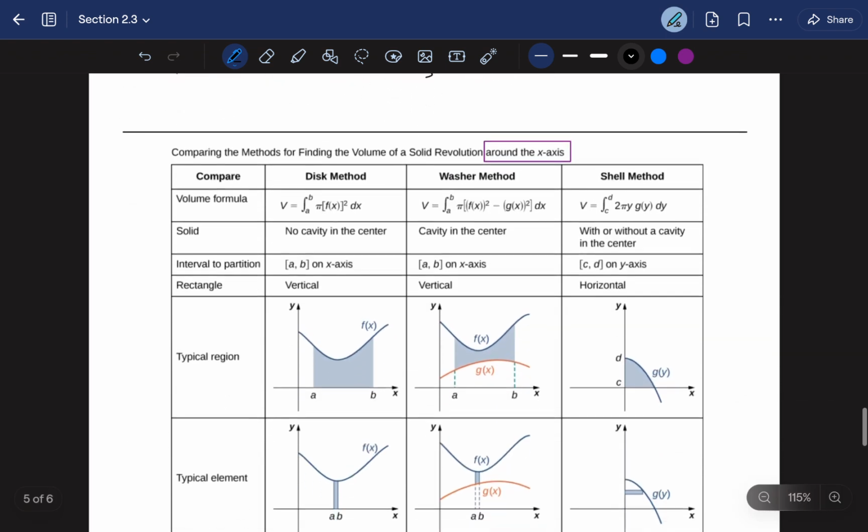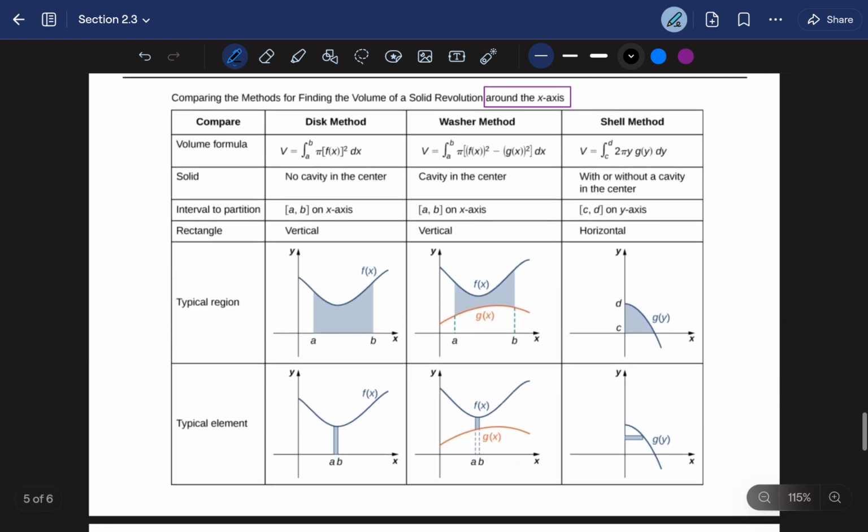Okay, so let's look at this table. If we have a volume of solid of revolution and we're revolving around the x-axis, the disk method is always used when we have no cavity in the center. We don't have a cavity, we're integrating in terms of x, so my function is in terms of x, and we're always revolving around the x-axis. So a function of x revolving around something in terms of x.